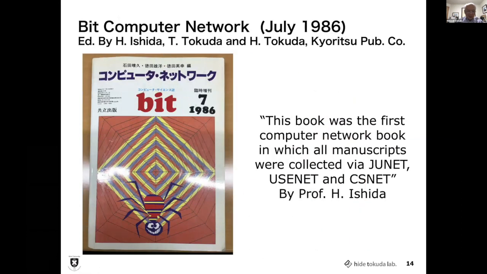After the symposium, we wanted to create a book called Computer Network, edited by Professor Ishida, my elder brother, and myself, published by Kyoritsu Publishing Company. This book was the first computer network book in which all manuscripts were corrected by using JUNet, Usenet, and CSNET. That was mentioned by Professor Ishida.